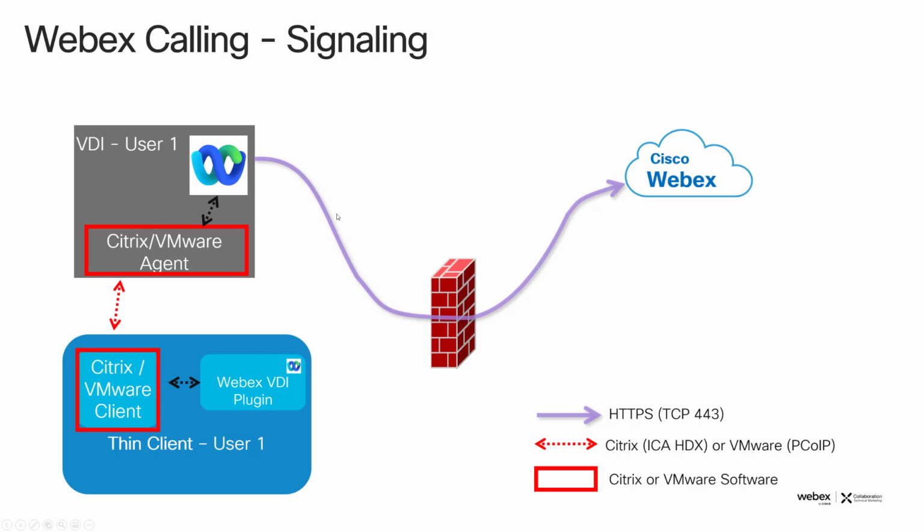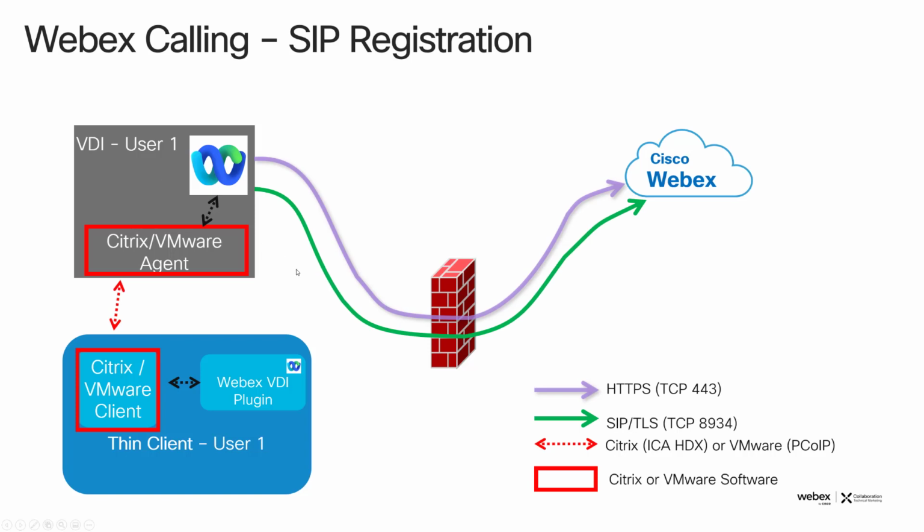Webex app will always create an HTTPS session to the Webex platform for sign in and for other services. And when this user is enabled for Webex Calling, Webex app will then have to register to the Webex Calling service via SIP. So the SIP registration happens in the virtual desktop. Webex app in the virtual desktop will register via SIP through the firewall to the Webex Calling service. An important point is the SIP registration happens where the Webex app is deployed, and that's always going to be deployed in the virtual desktop.